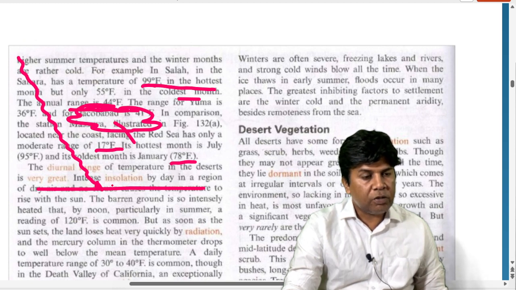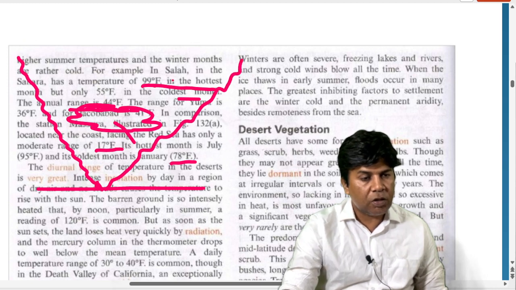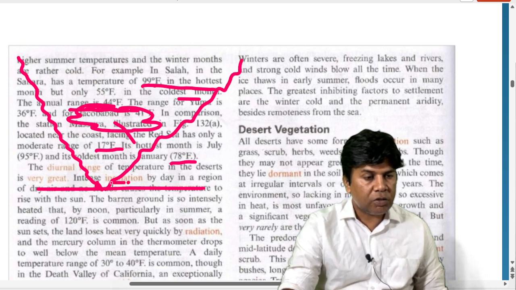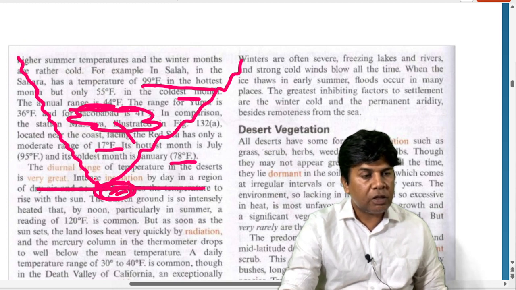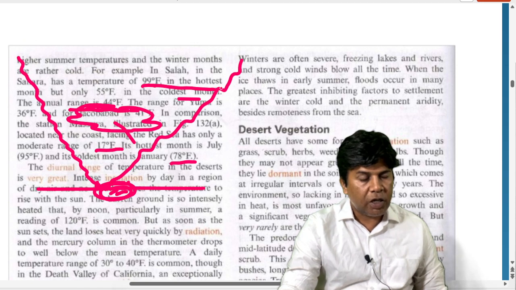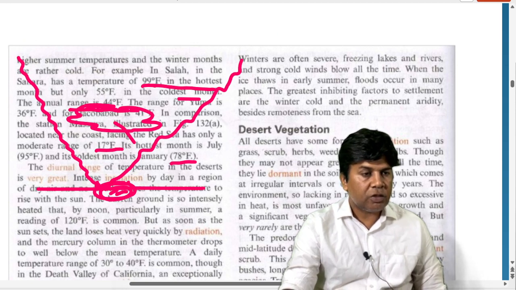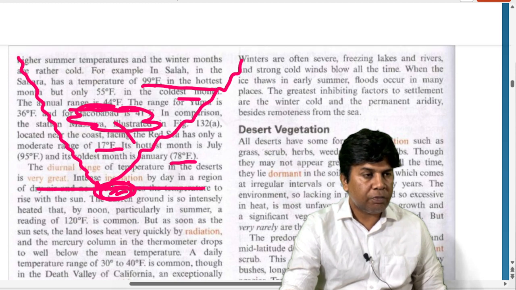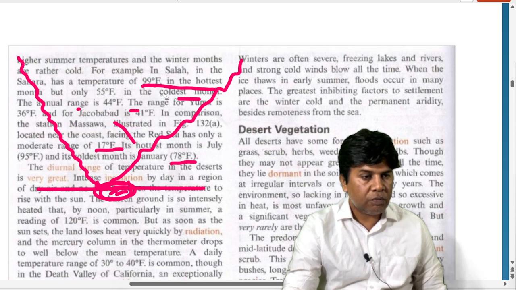But in the night time also, because the cloud is not present, the earth's terrestrial radiation escapes at a very fast pace into the outer atmosphere, and that's why the cooling of the surface is very fast at night. That's why the diurnal temperature range is very high, because in the daytime you have extremely high temperature and at night you have very low temperature. So the diurnal temperature range in these places is very high.